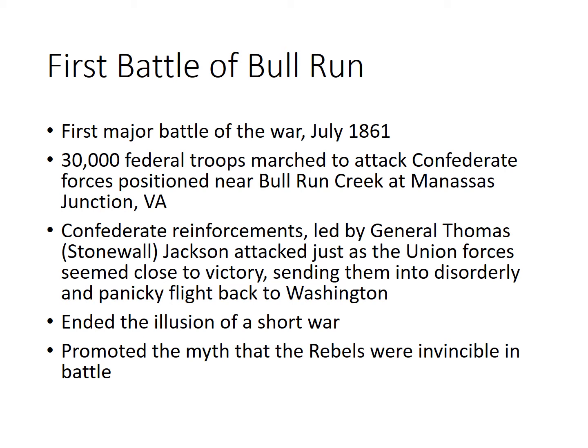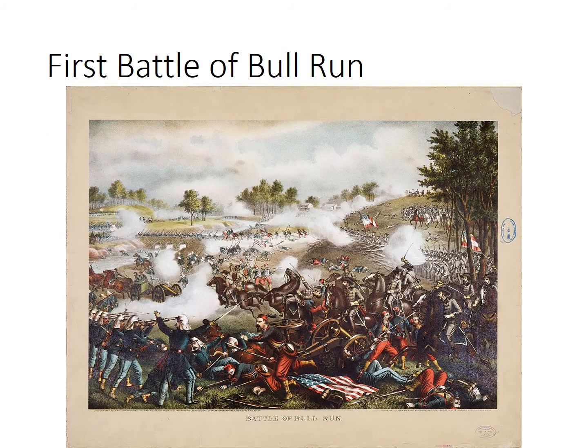It ended the illusion of a short war, and it promoted the myth that the rebels were invincible in battle. So this was strategically very good for the Confederates, not so hot for the Union. This image depicts the First Battle of Bull Run. So you can see it's very chaotic fighting, but even on the back hill, you can see the picnickers watching.